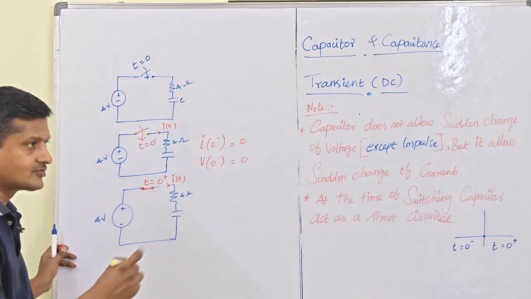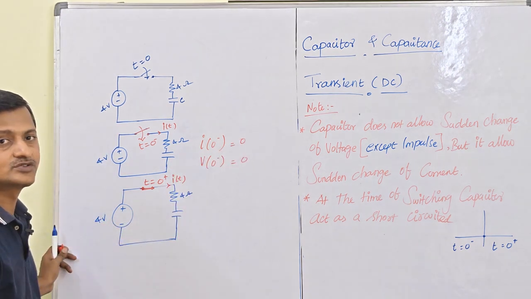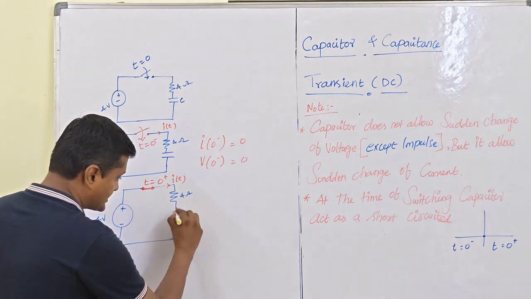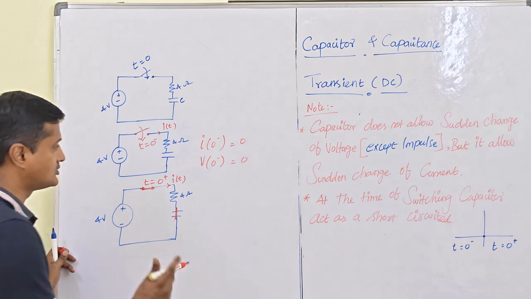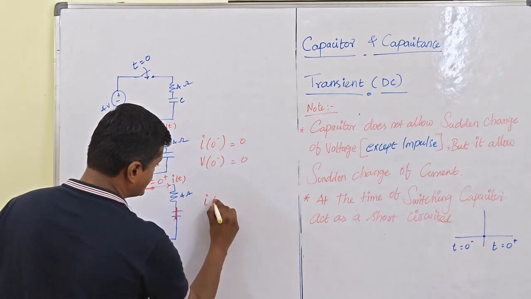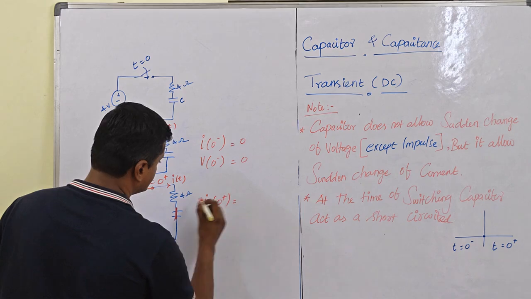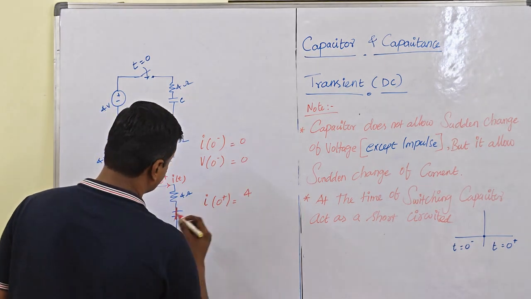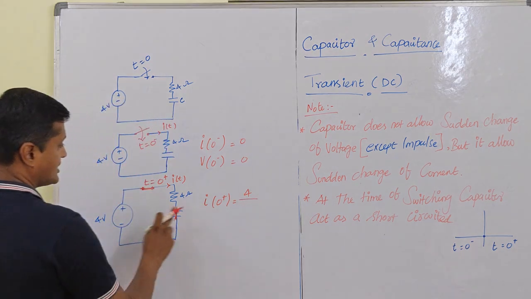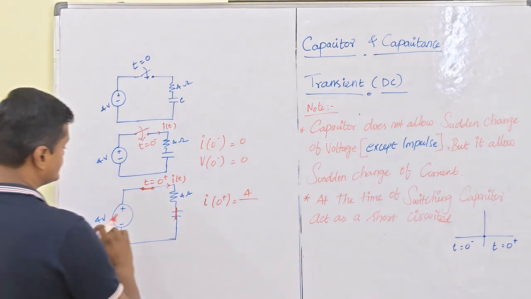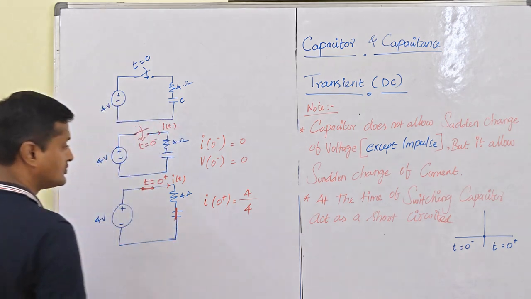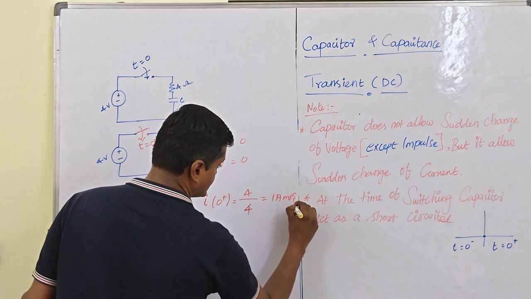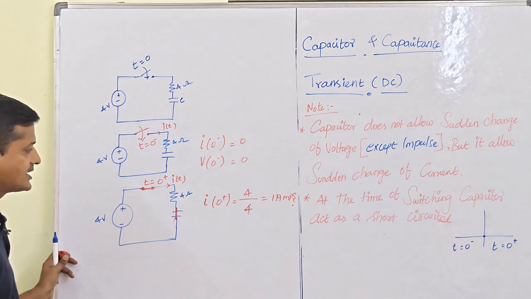And at the time of switching, the capacitor does not allow sudden change in voltage, and at the time of switching the capacitor will act as a short circuit. So current I at 0 plus, in the closed circuit, with resistance 4, I equals V by R, so voltage equal to 4 and resistance 4, so the current is equal to 1 amp, right?